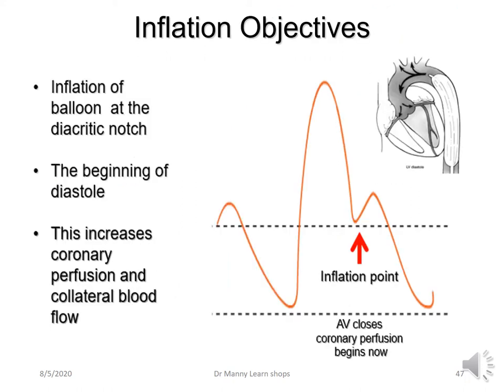So what then are the objectives associated with inflating the balloon? When inflation of the balloon occurs at the dicrotic notch, look at the marker, the inflation point. And this is the beginning of diastole. The inflation point is where the AV, or the aortic valve, closes and coronary perfusion begins. And that's the purpose of inflation, as we indicated previously. This increases coronary perfusion and coronary collateral blood flow. That's the objective of inflation.